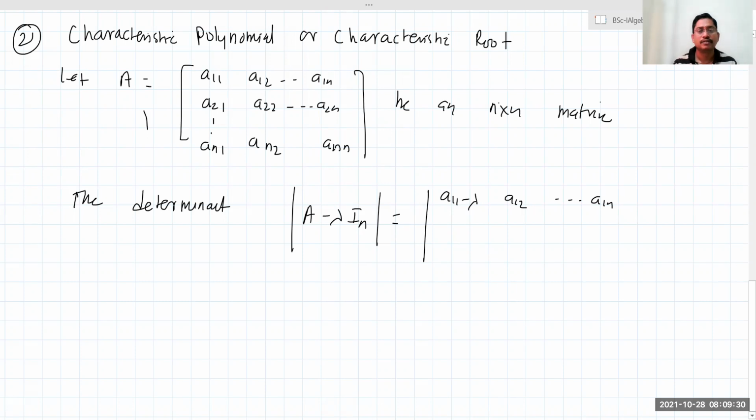I mentioned roots here, I should write function, sorry for that. Polynomial or function, same thing here. So the second row, a21, a22 minus lambda, and a2n. And the last row, an1, an2, ann minus lambda.